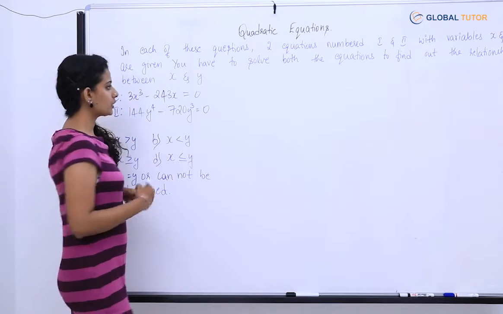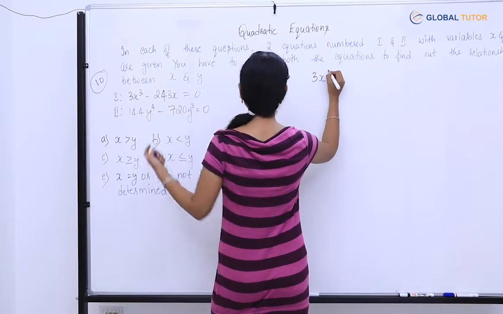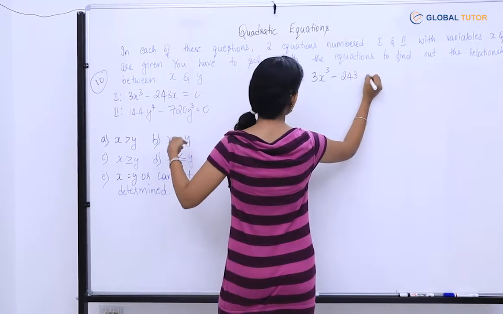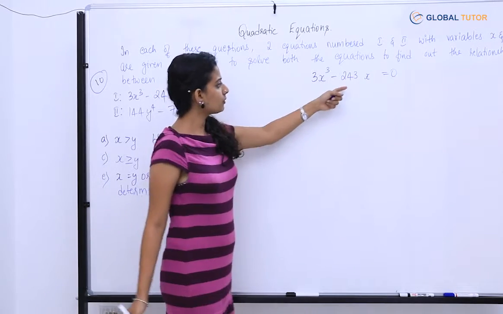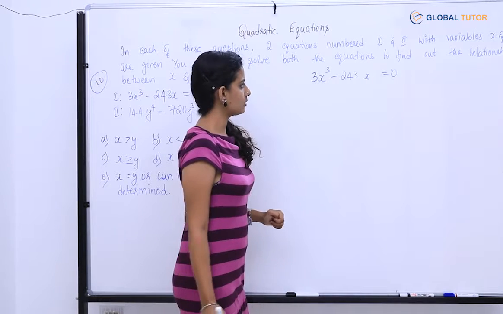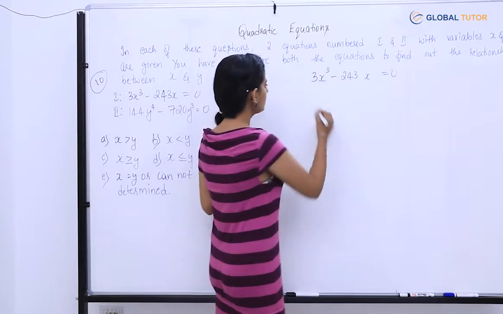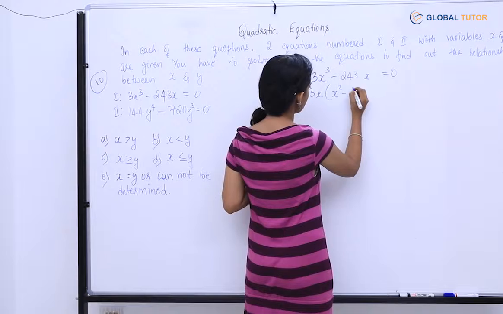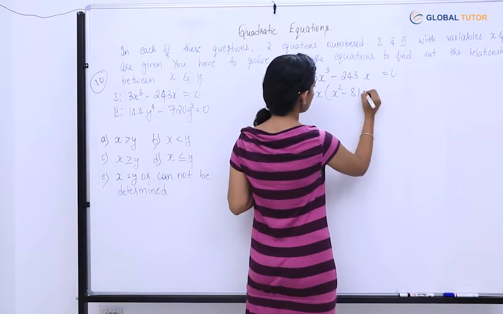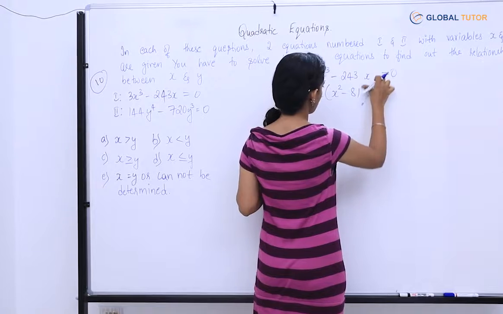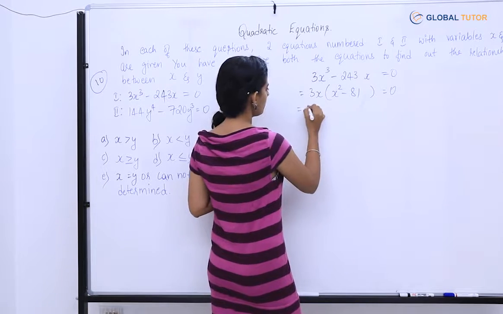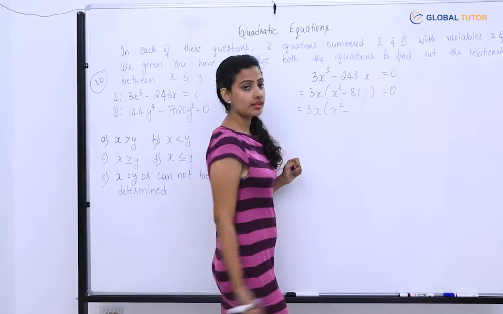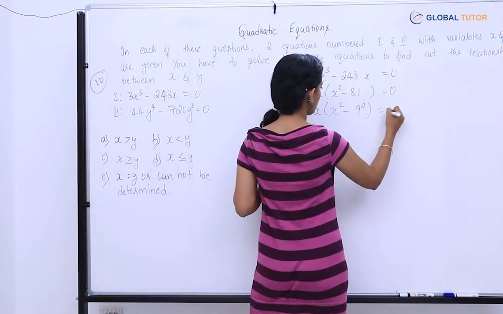Now using the first equation, we will find out the value of x. So the equation is 3x cube minus 243x is equal to 0. If you observe 243, that is divisible by 3. So we can take 3x common here. So 3x is common. I am left with x square minus 81, since 3 8s are 24, 3 1s are 3, x is taken common, is equal to 0. 3x into x square minus 81 can be written as 9 square is equal to 0.